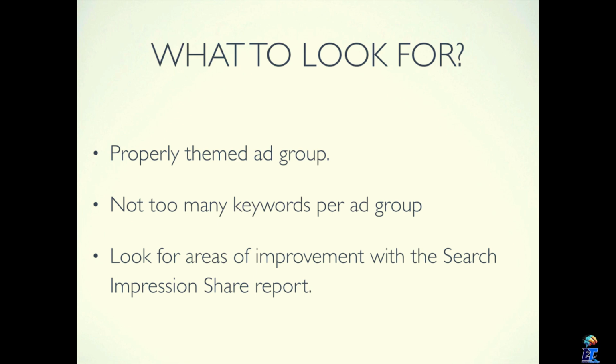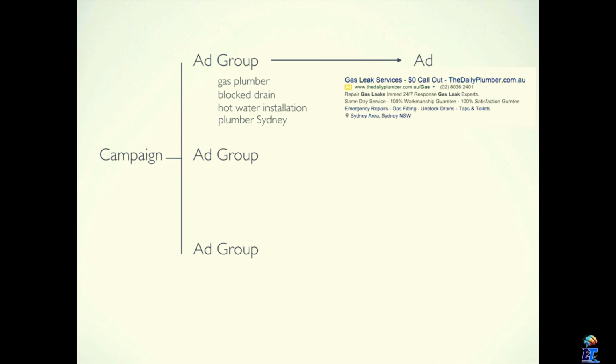So what do we look for? As I mentioned before, well-themed ad groups. I'll explain this with an example. So take this particular account. Let's say this particular client is a plumber. They've got a campaign, and they've got a bunch of different ad groups. But the mistake they've made is that within one ad group, they've put all the services they offer: gas plumber, block drain, hot water installation, and a generic term like plumber Sydney.